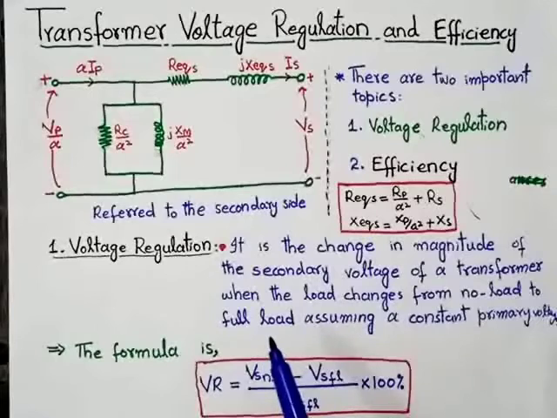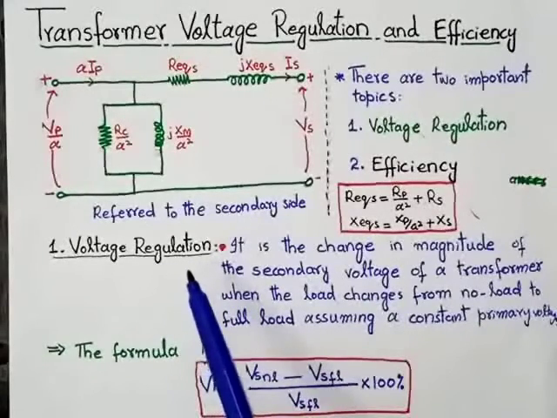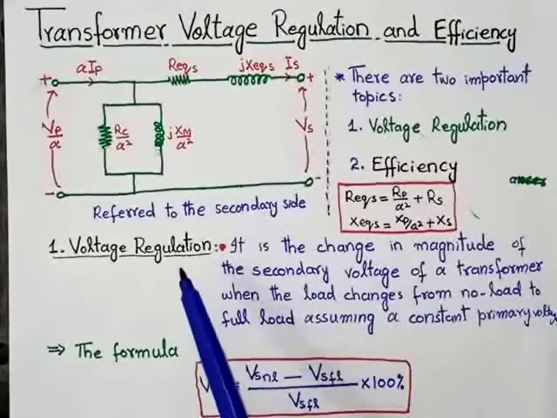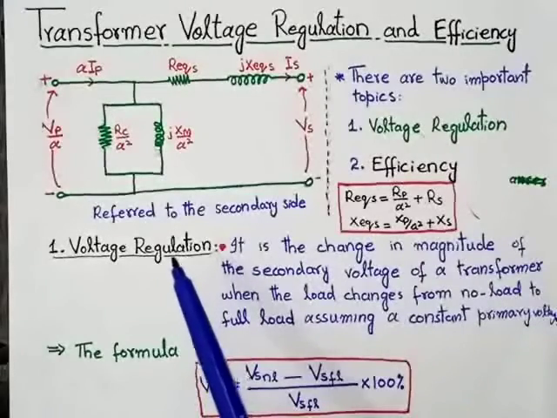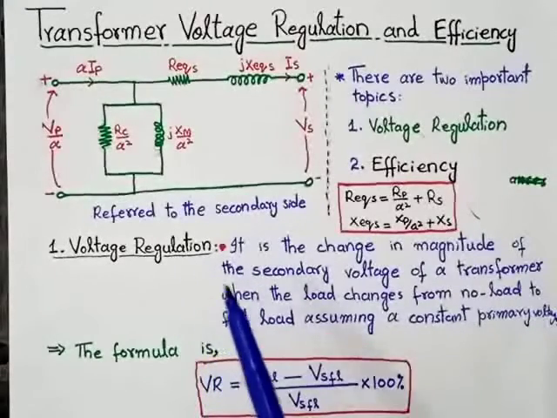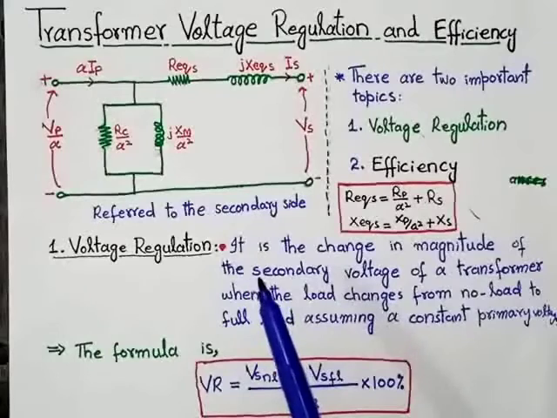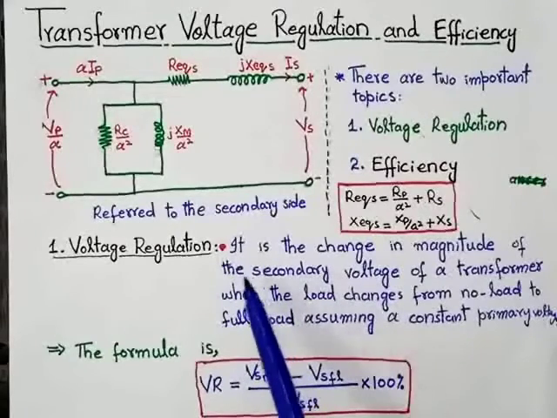Voltage regulation is defined based on the output parameters. In case of a transformer, the output is the secondary voltage. That's why we define the voltage regulation based on the secondary voltage. So this is the important point of the voltage regulation of a transformer.